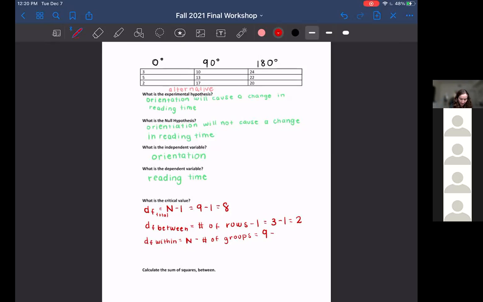Three groups? 3, yes, good. So we have 1, 2, and 3. So it'll be 3 groups. So 9 minus 3 is what? Should be 6, right? So yes, thank you, Emily. So 6 plus 2 is equal to what?